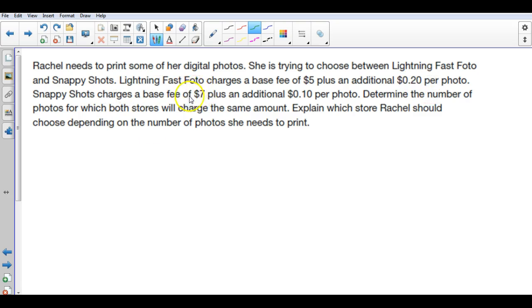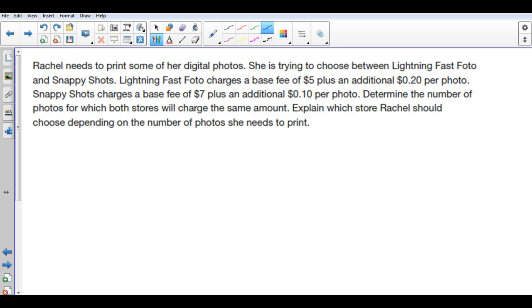Another place is charging a higher fee, but it's cheaper for photos. So we need to determine basically how many pictures both stores would charge the same amount for. And that means if she goes past that amount, one place will be a lot cheaper than the other. If she doesn't produce that many, one place would be more expensive maybe.